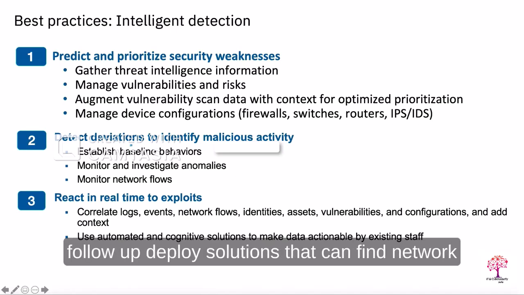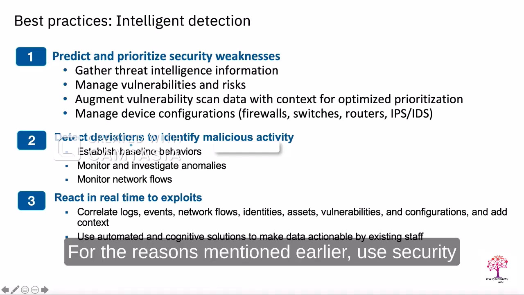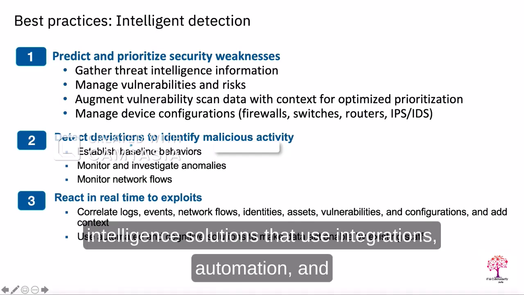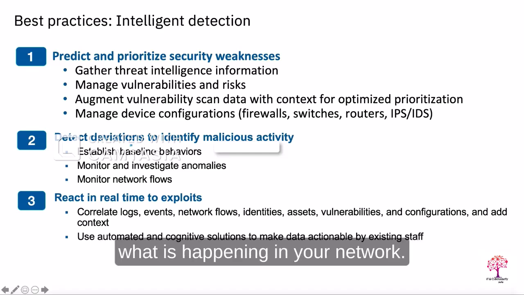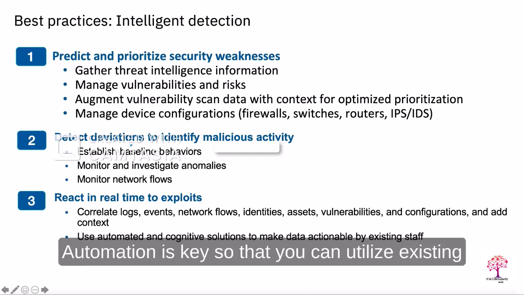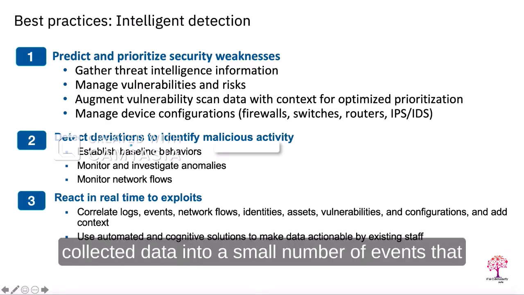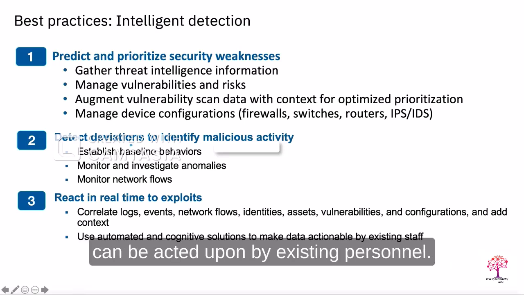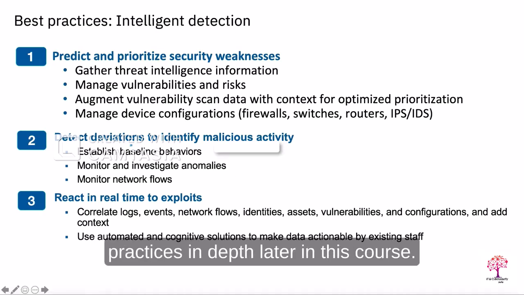Deploy solutions that can find network anomalies and provide visibility to network flows for the reasons mentioned earlier. Use security intelligence solutions that use integrations, automation, and context to provide a complete view of what is happening in your network. Automation is key so that you can utilize existing staff more efficiently and reduce the large amount of collected data into a small number of events that can be acted upon by existing personnel. We will review all of these best practices in depth later in this course.